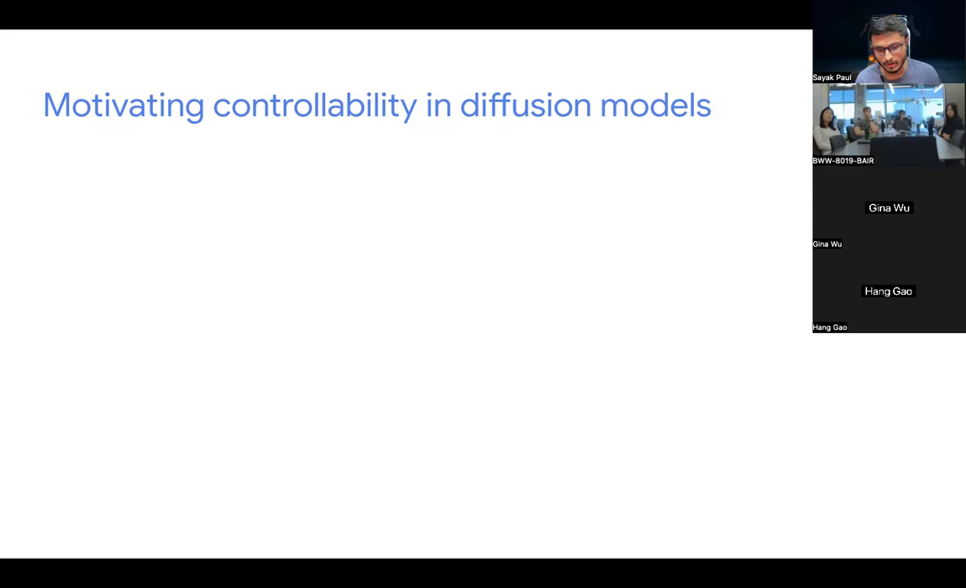So that's why I also feel and resonate with the fact that the ability to generate images from text is already pretty elevating enough. But then why go further in the first place? So that's why I wanted to spend a couple of minutes to motivate the need for controllability in diffusion models.